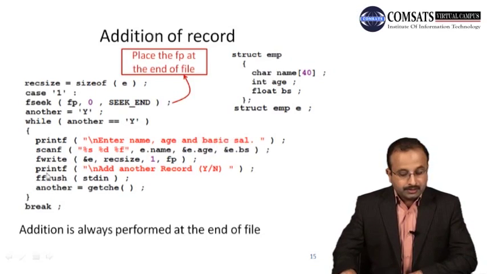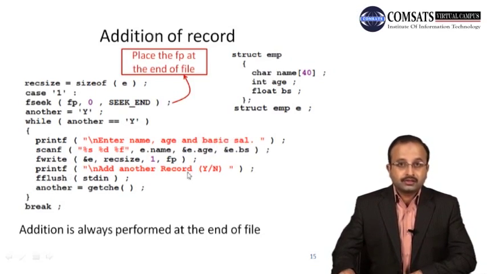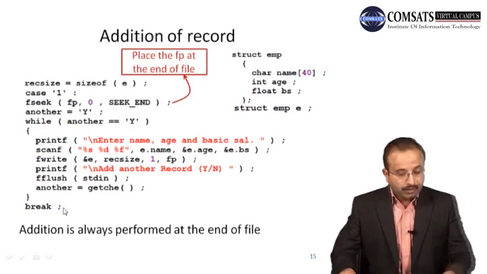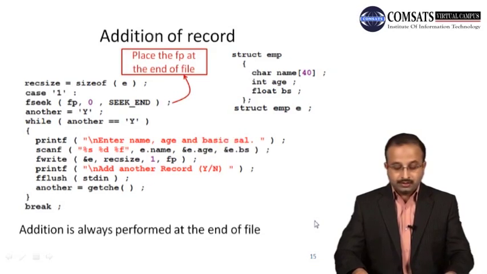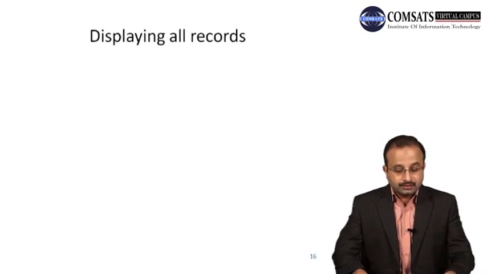Then you print the message, add another record, yes, no. If the user says yes, the loop will be executed once more, and the same process is repeated, that is you input the name, age and basic salary from the user, and then you write those values in the file. And then we have a break statement after the case. So addition is always performed at the end of the file, you have to remember this thing. Now displaying all records.